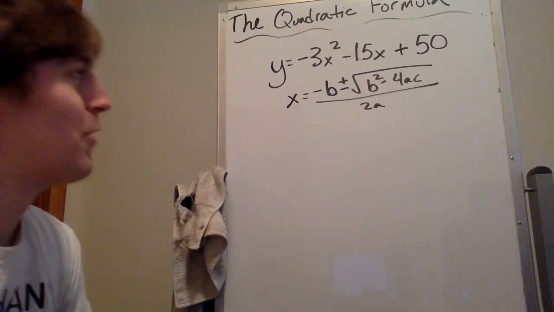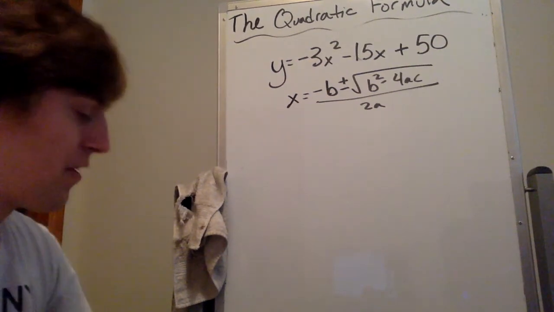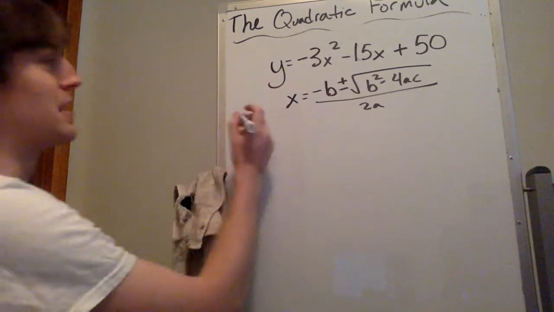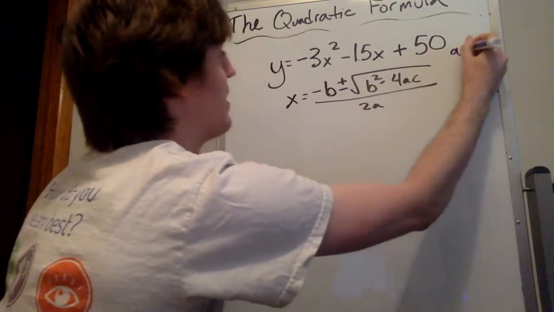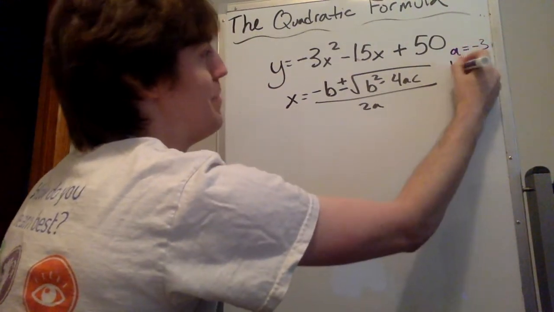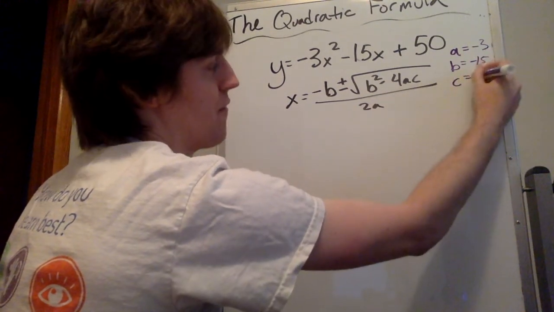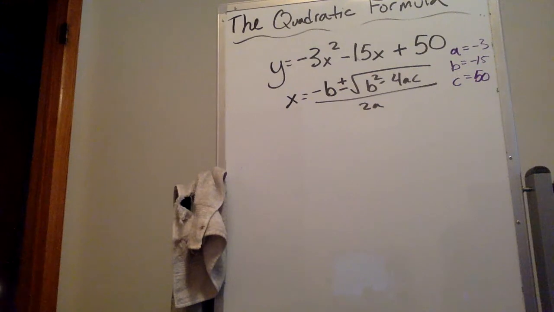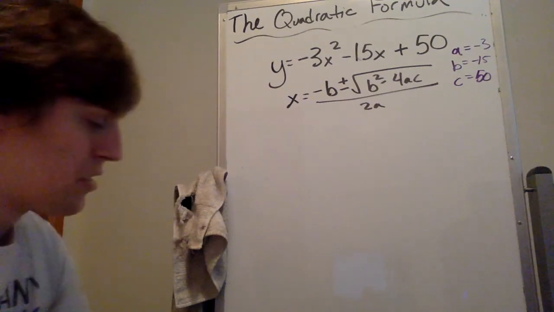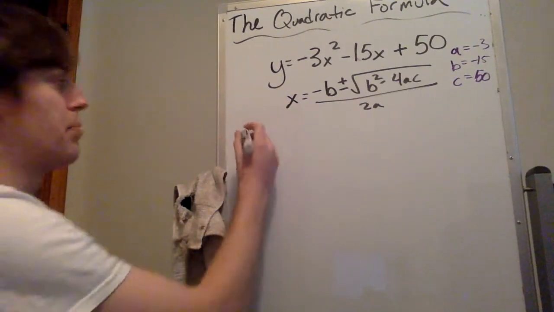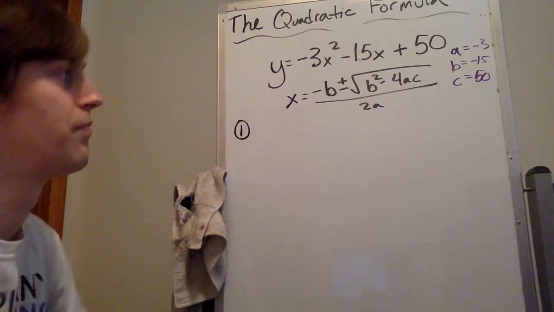Alright, so step 0, I'm going to figure out what is my A, what is my B, what is my C. All right, so A is -3, B is -15, and C is 50. Okay? All right, so now step 1 is I plug everything in. Okay?